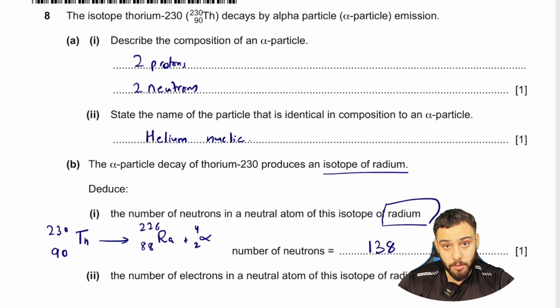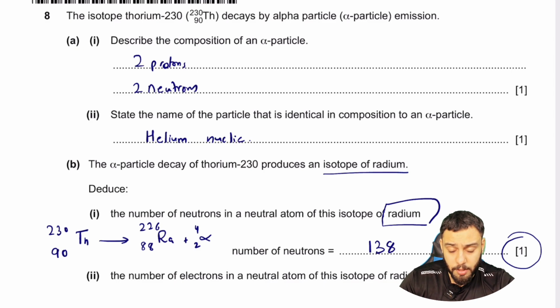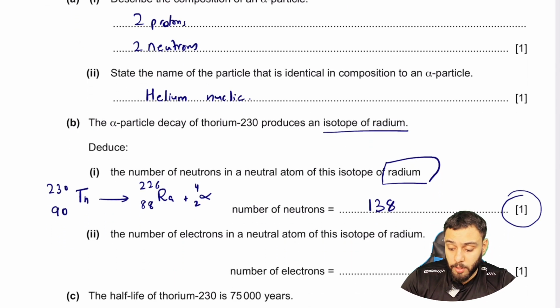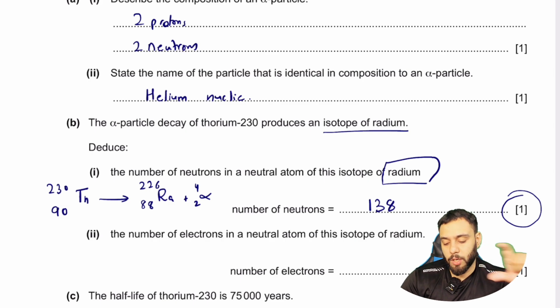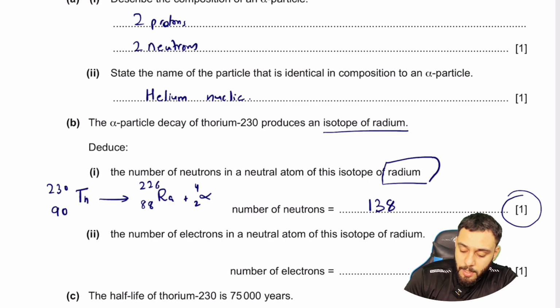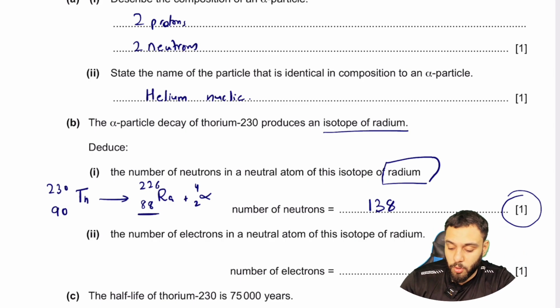So that's the answer. Okay, that's a logical question. I don't know why they have given just 1 mark for it. I think it should have been 2 marks. Moving on. The number of electrons in the neutral atom of the isotope of radium. Again, a neutral atom always has an equal number of electrons and protons. Since radium has 88 protons, it would have 88 electrons as well.